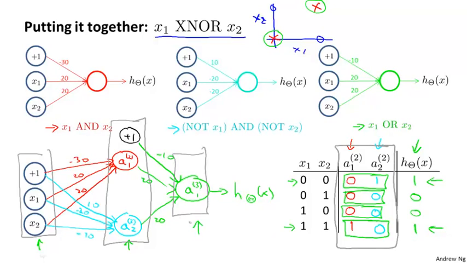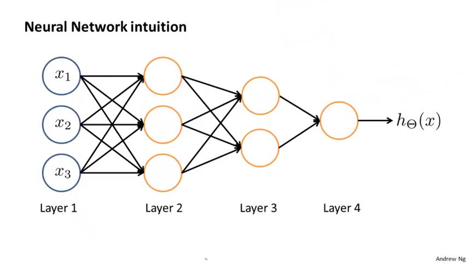And this is the sort of intuition about why neural networks can compute pretty complicated functions. When you have multiple layers, you have a relatively simple function of the input in the second layer, but the third layer can build on that to compute even more complex functions, and then the layer after that can compute even more complex functions.